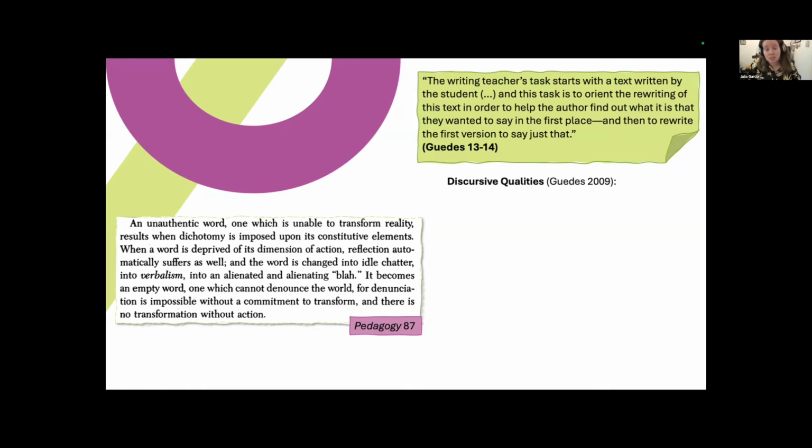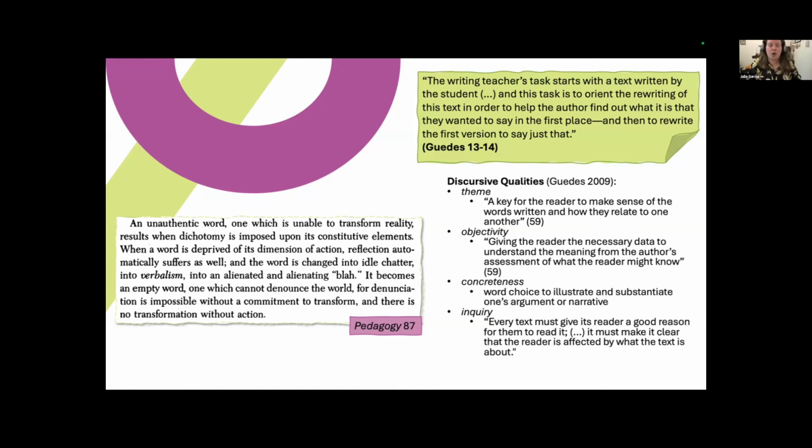Guedes works with discursive qualities. He's been teaching this way for 4 decades, as far as I remember. And I was a student, and I had the opportunity to practice this in class, where we read our text out loud to our classmates, and our classmates give us feedback based on these discursive qualities. Theme. So is this related to the topic? Did you use words and expressions that connect to the topic at hand and other topics that might be related?